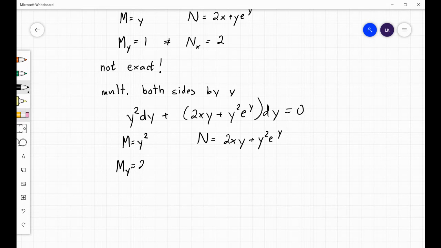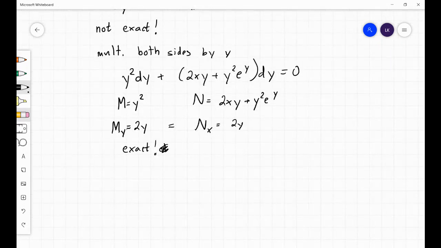So the derivative of M with respect to y is 2y. The derivative of N with respect to x is 2y. So now these are equal, and now we have an exact differential equation. So the idea is that if we have a non-exact differential equation, perhaps we can find something, in general, some function of x and y, which after multiplying both sides by that integrating factor, that function, we do get something exact. Right? All right.